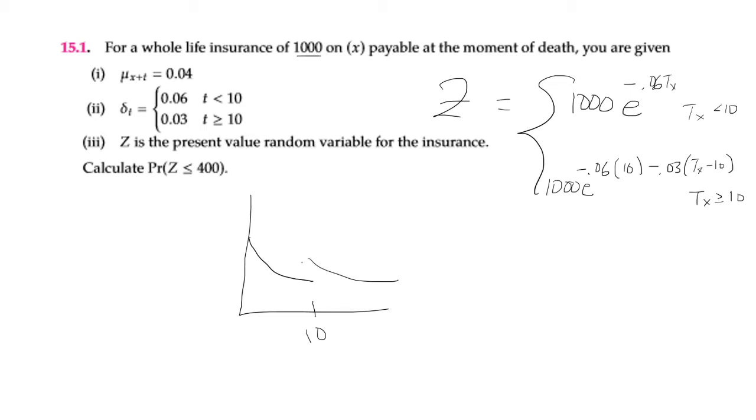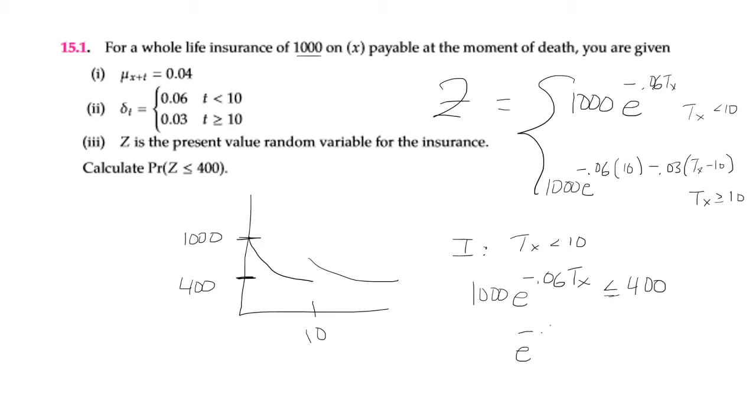So we want to see when the probability Z is less than or equal to 400. So we'll say this is 400, this will be 1,000. Let's look at the first condition. So case 1 will be when Tx is less than 10. If we die before 10 years, that's going to be 1,000 e to the negative 0.06 Tx. And we want to see when that is less than or equal to 400.